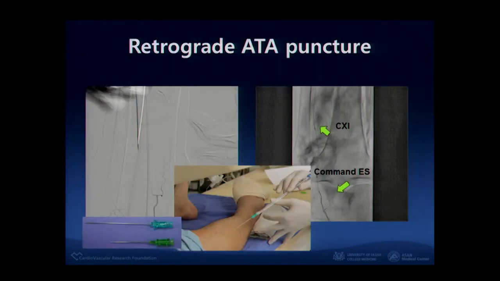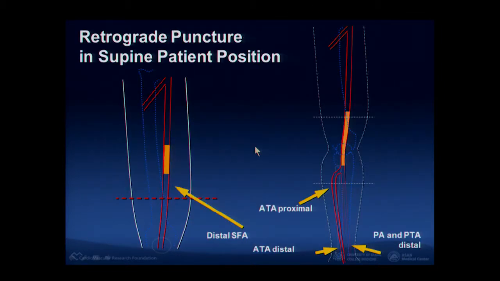So I tried to puncture in the ATA segment. As you can see, usually the ATA puncture can be done with a micropuncture set. The CXI and Command wire are used, and it easily goes up. Recently, we can puncture anywhere in the body, as you know, so we can easily approach the usual puncture point like this.